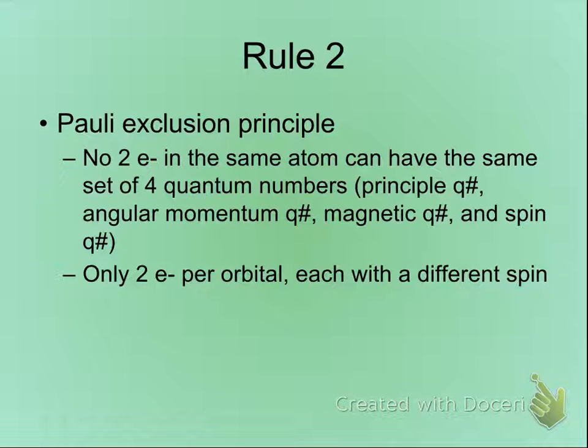Okay, rule number 2, the Pauli exclusion principle. This is named for Wolfgang Pauli, another of the German particle physicists. Interesting guy. So what Pauli exclusion says is that no 2 electrons can have the same address. We can't have 2 electrons that have the exact same address.